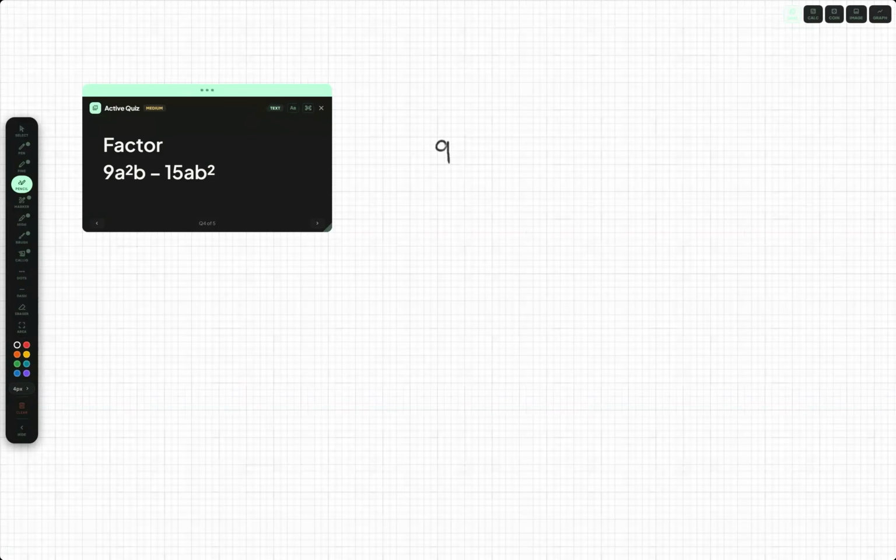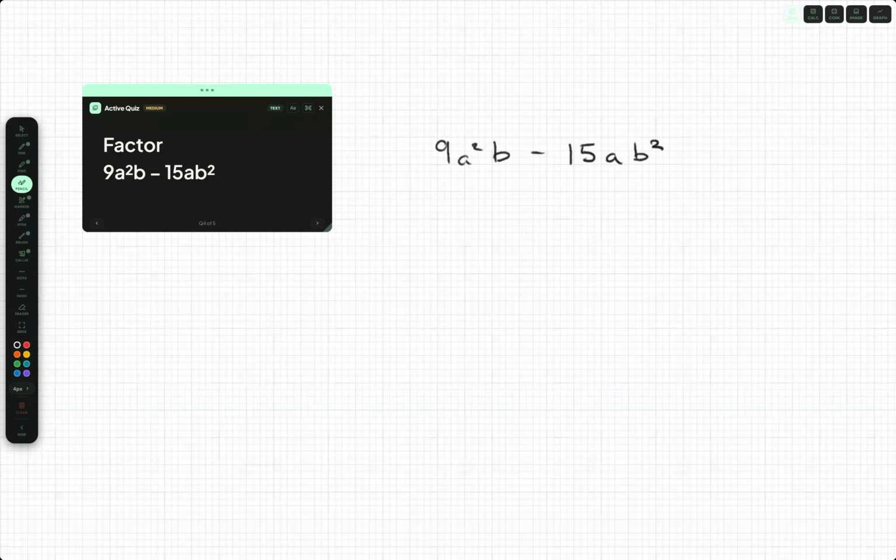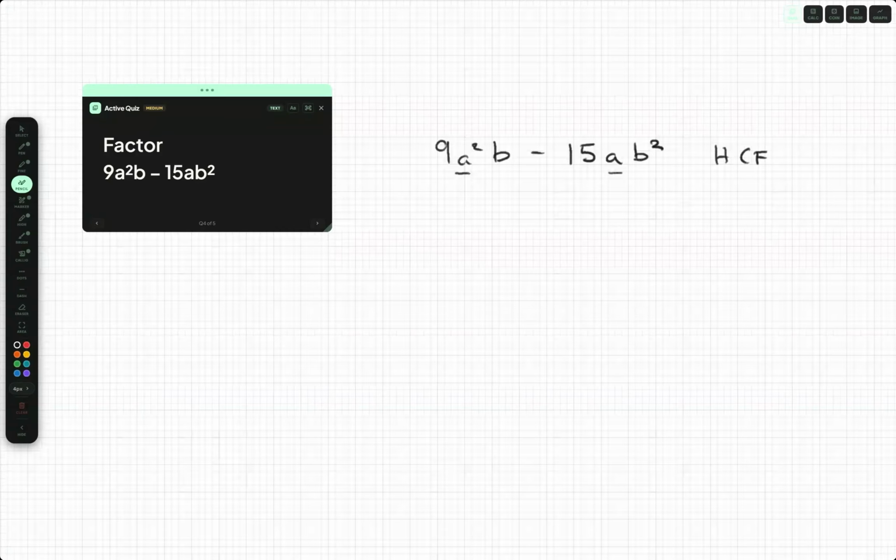We have 9a squared b minus 15ab to the power of 2. Right, so just off the top, we can see that they both have at least one a in them, right? We can't do a to the power of 2 because that's only in one of them. And they both are multiplied by b, so we are going to have the ability to factor out b as well. We can't do b to the power of 2 because one term has b to the power of 1, and the other term is b to the power of 2.